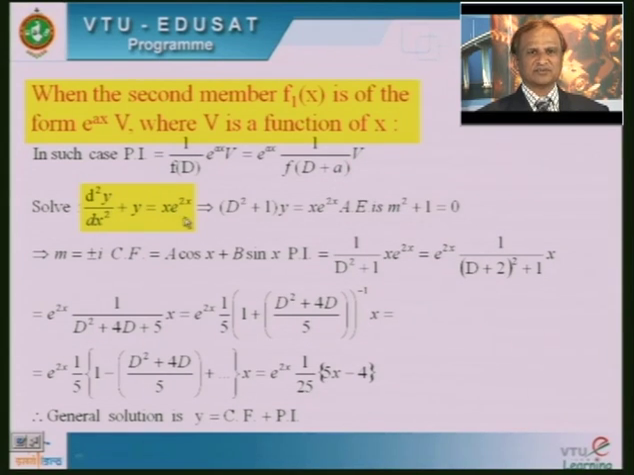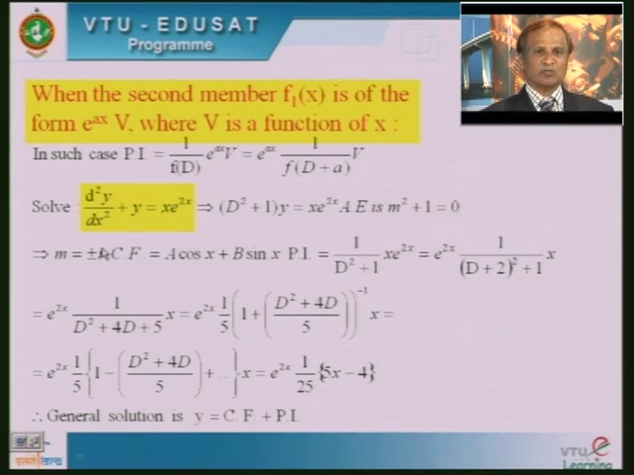We want to find out the solution. How are we going to find it? In the usual form, write down an auxiliary equation. Replace d/dx by capital D: D square plus 1 into y is equal to x into e to the power 2x. Replace D by m. I hope you will get m square plus 1 is equal to 0 as the auxiliary equation. Therefore m square is equal to minus 1, so m is equal to plus or minus i.